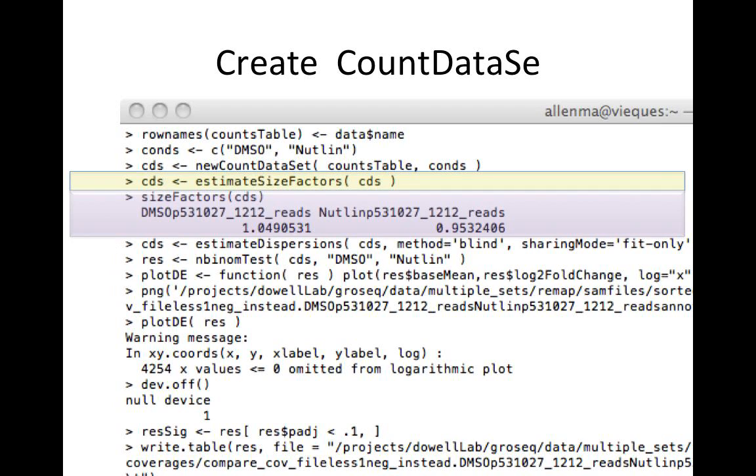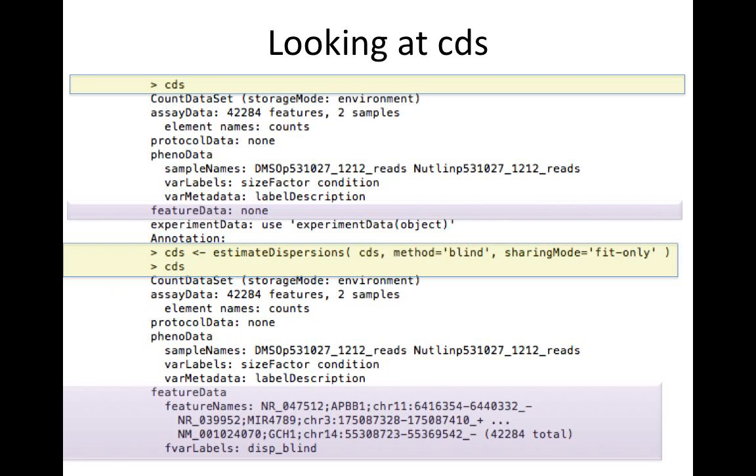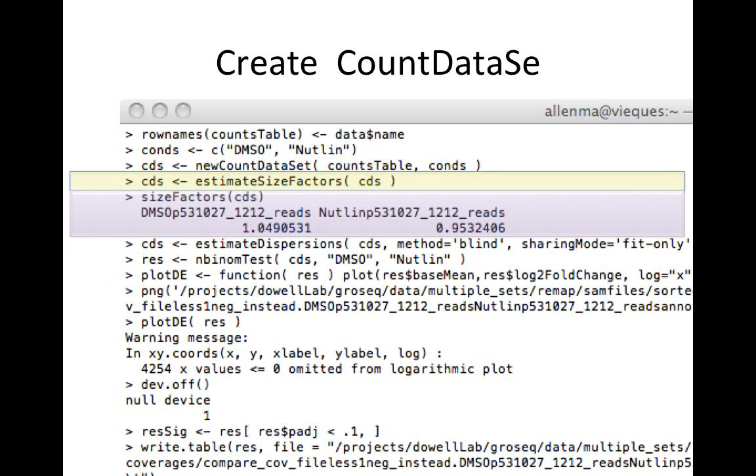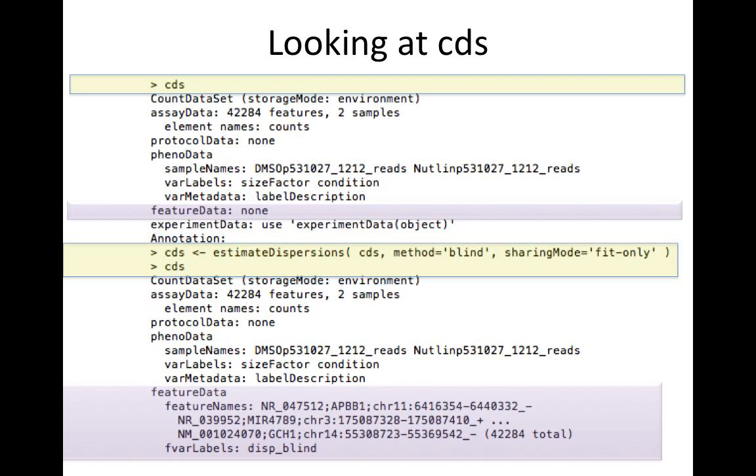So after we've had it use these size factors to normalize how many reads are in both samples, we need to estimate the amount of dispersion, which is the line below. Oh, I should tell you, after every time you input something into CDS, you can type CDS and you'll get the information that it currently has. So I've typed CDS, and right now it has no feature data.